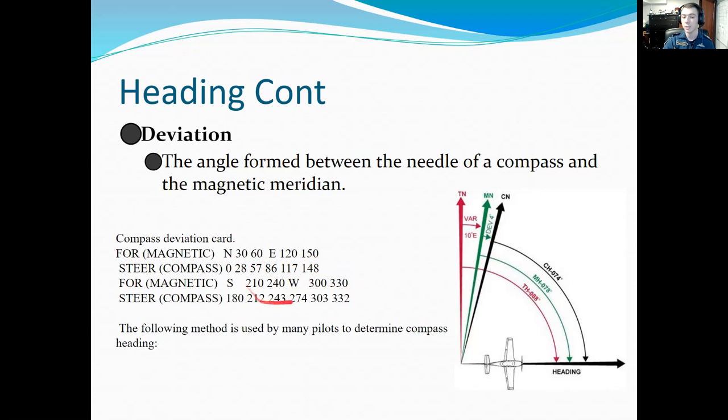So if you want to fly a heading in this particular aircraft, let's say you want to head directly west, you would set your compass heading to be 274. That's going to result in you actually following a track of west according to your magnetic. It won't be true west necessarily, but it will be magnetic west.